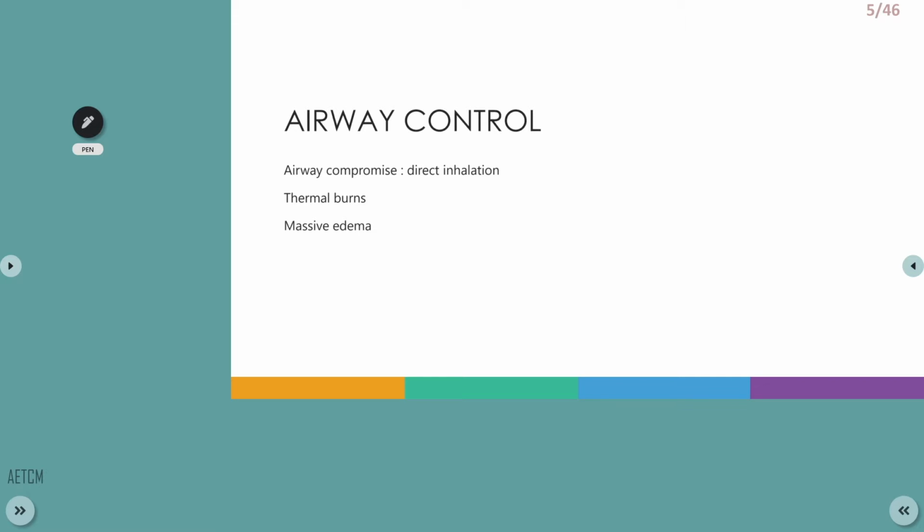Now next we will approach the primary survey, starting with the airway. What can happen in the airway? Airway compromise can happen because of direct inhalation of the burns or smoke, and there can be thermal burns inside the oral cavity, and because of the exposure to burns, there can be massive edema. These things can affect the airway.